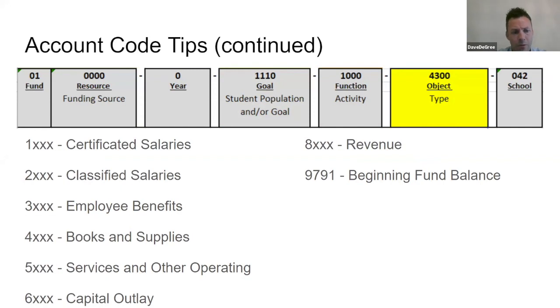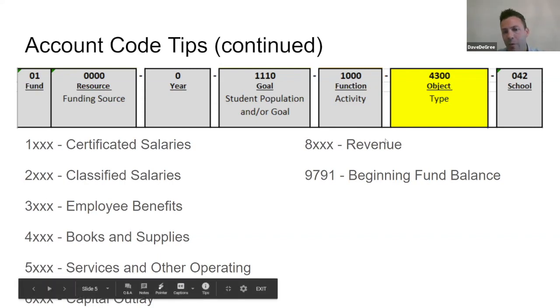If the object code begins with a 4, it's a tangible good, a book or supply. If it begins with a 5, it's a service or other operating expense, such as a consultant or other contracts. If it begins with a 6, it's a capital outlay. You don't see that a whole lot with school budgets. Those are large expenditures, so an item must be 5,000 or more to be considered capital outlay. And those are expenditure object codes.